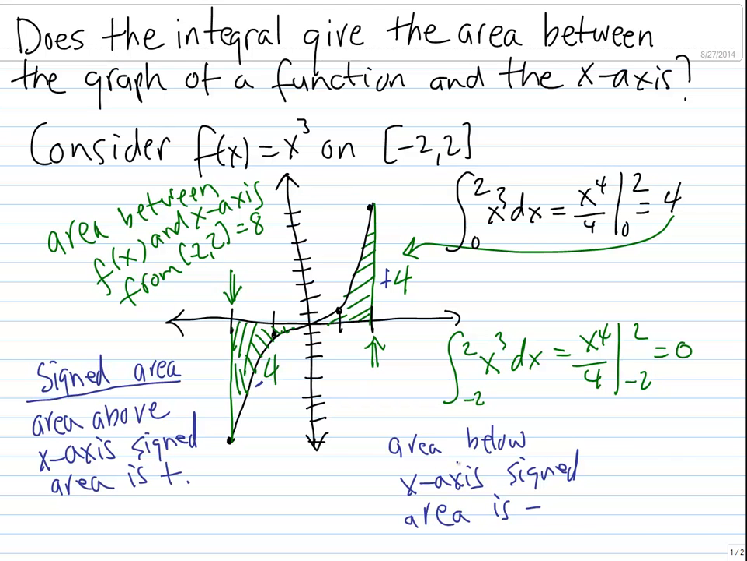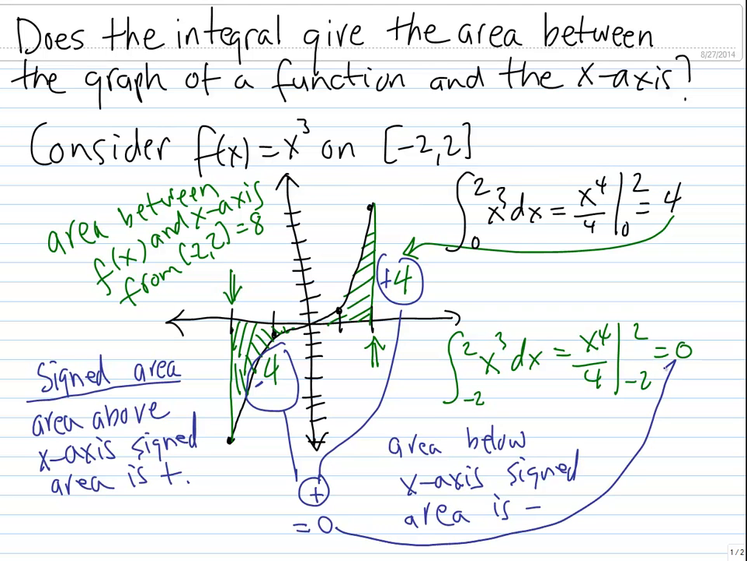So in this case, we would say that the signed area for the region between 0 and 2 is minus 4. If we add these signed areas, so if we take this signed area and this signed area, and we add those together, lo and behold, we get the 0, which is what we got over here when we did the integral. So the way to think about the integral of a function is not to think about it as the area between the graph of a function and the x-axis, but it's to think about the signed area between the graph of a function and the x-axis.